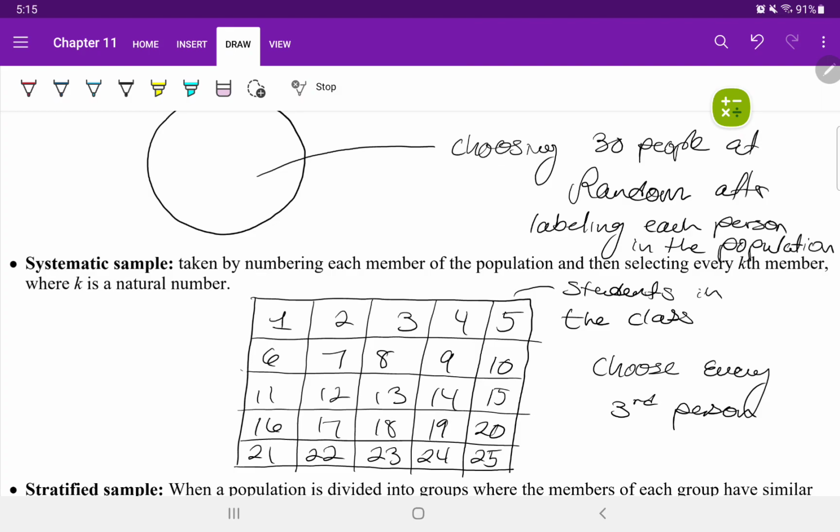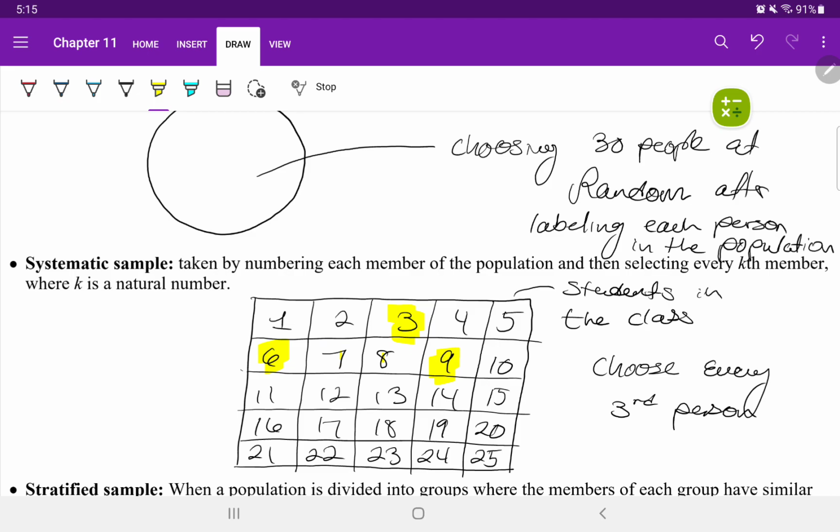So that means I'm going to count by threes in order, and every third person that I get will be a part of my sample. 1, 2, 3. The third person there is a part of my sample. Keep going. 1, 2, 3. The sixth person is a part of my sample. Keep counting up by threes. 1, 2, 3. The ninth person is a part of my sample. And I continue that until I achieve my goal.